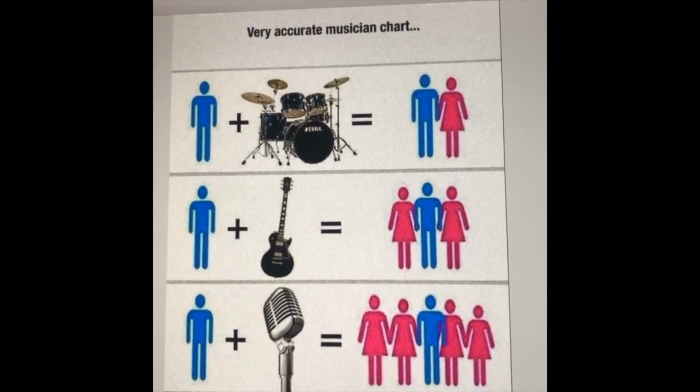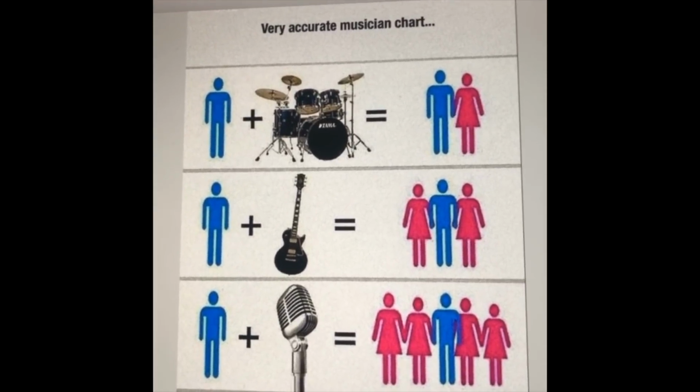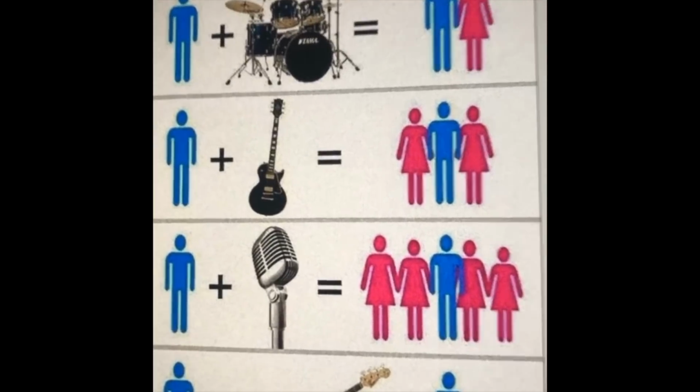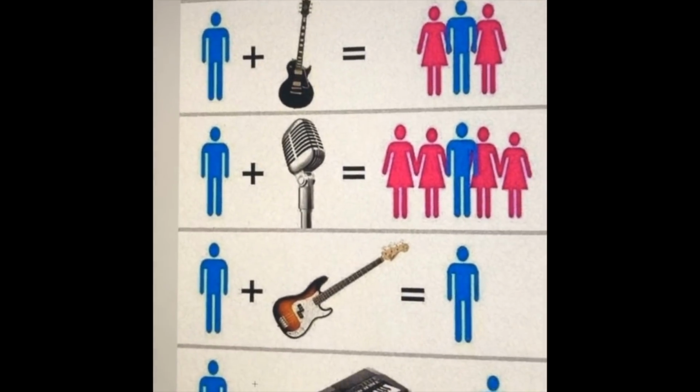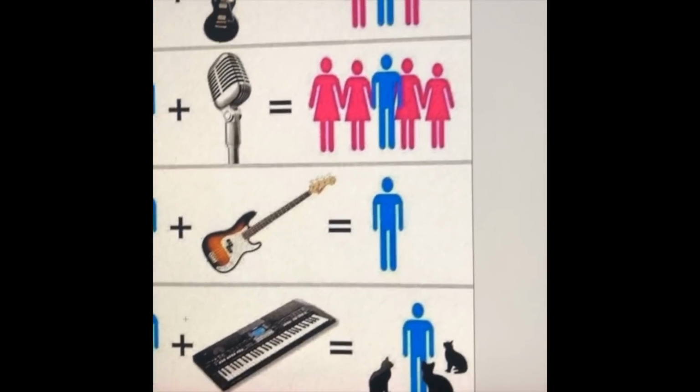Let's have a look at the very accurate musician chart. If you're a drummer, you get 1 babe. Guitar player, 2 babes. Singer, quad babes, all of varying heights. Bass player equals yourself. Keyboard player, cats.